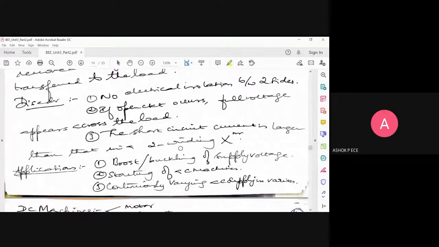The disadvantage of an autotransformer is that there's no electrical isolation between the two sides. Primary and secondary are connected back to back, so though there is no isolation, which is a drawback. In case an open circuit occurs, full voltage appears across the load. So in case of open circuit, the load will have the maximum voltage, which might damage your load at some point. The short circuit current is larger than that in a two winding transformer.